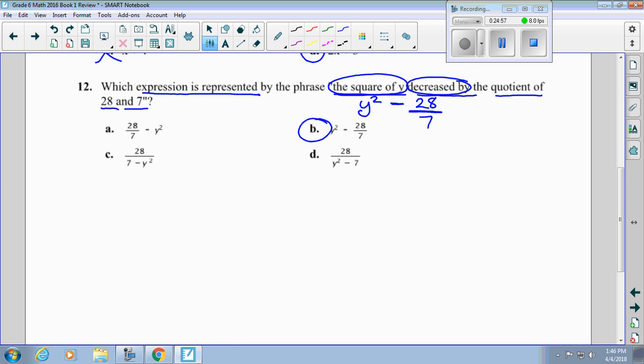Let's see where you guys would have made mistakes here. The first one could be y squared less than the quotient of 28 and 7, but that's not what it says. Choice C could be the quotient of 28 and the quantity 7 minus y squared. That's not what this says either. And choice D says 28 divided by the quantity y squared minus 7. So really the only even close answer is choice B.